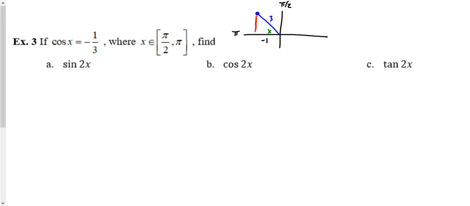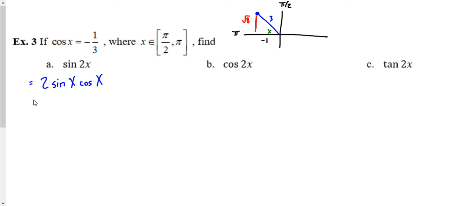All I need is my opposite side, and you can find that using Pythagorean theorem. This is the same thing as saying root 8, because that's the same thing as saying 3 squared minus 1 squared, which is square root 8. From here, let's start off with all three. So sine 2x. So what does this look like? Sine 2x is the same thing as saying 2 sine x cos of x. Okay, x being the angle.